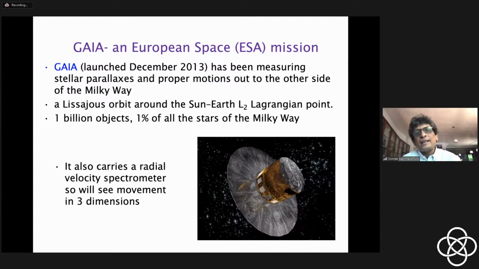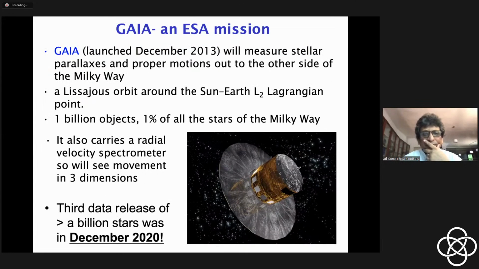And it also has not just an imaging system that measures accurate positions, but it has a radial velocity spectrometer that measures velocities of stars very accurately. Hipparcos also had something like that, but not very accurate. This actually does measure the velocities by Doppler shifts, and so it measures velocities and positions of stars continuously. And the interesting thing is that it just released the third data release a few months ago, which has already a billion objects.